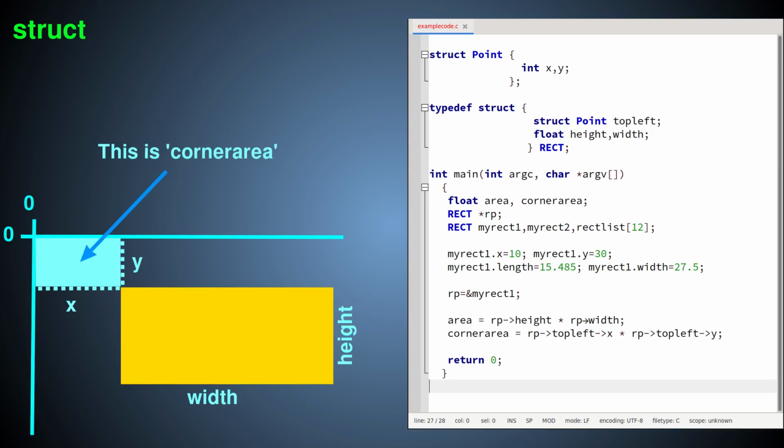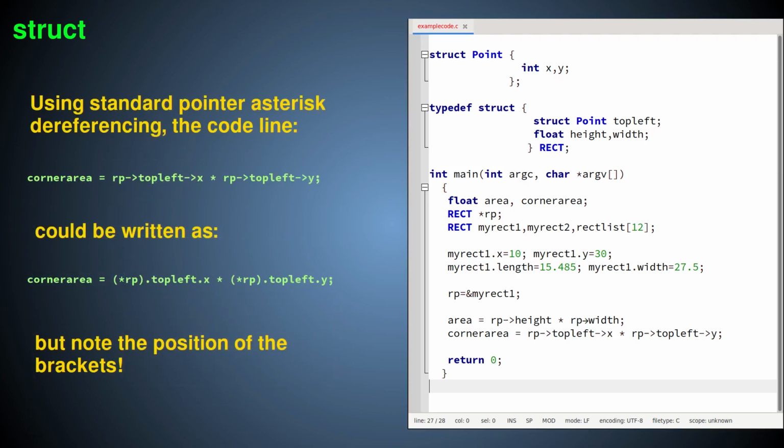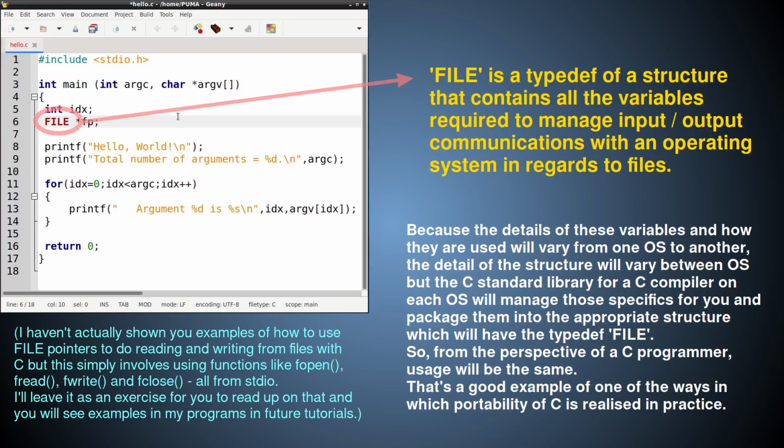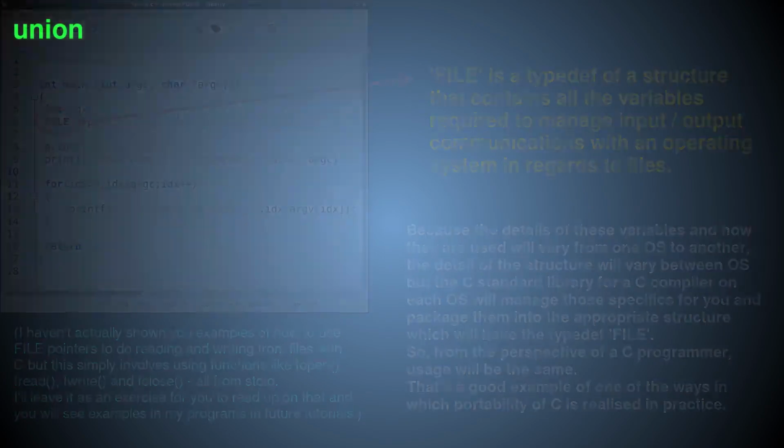There are additional rules, possibilities, and limitations with structs. For more on this, consult the Kernighan and Ritchie book or other online resources. And so now, to answer the question posed at the end of the previous section, what is this file data type? Well, it's just a typedef of a structure that contains all the data types and variables needed for the compiler to handle access to a file, and this structure and typedef are defined in the stdio.h header and library file. Finally, a quick word on unions.